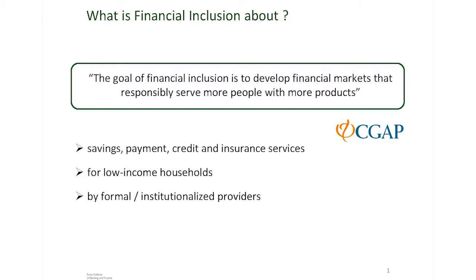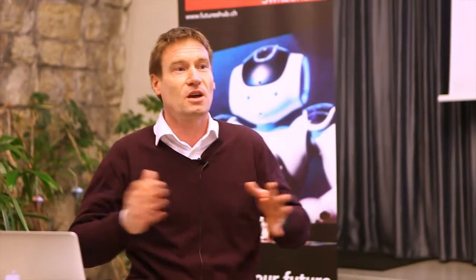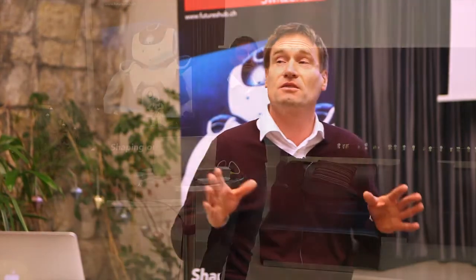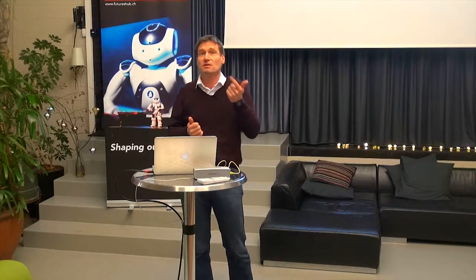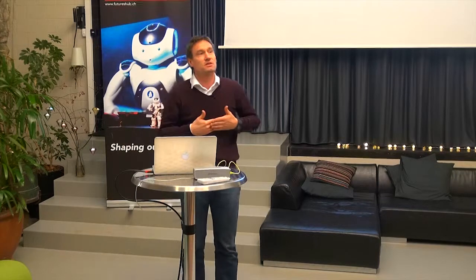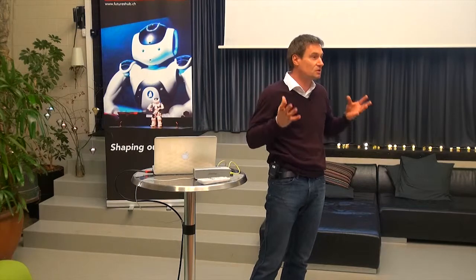When we talk about financial inclusion, we're talking about getting a broader access of financial services to a broader set of people, but also a broader set of financial services. So we're not just talking about savings accounts, and we're not just talking about microcredit to groups of women. We're talking about providing a full range of financial services: payment services, savings services, credit, and insurance to poor people, right? And those services being provided by formal institutions, or institutions in some sense.